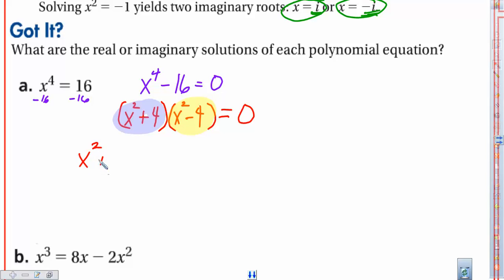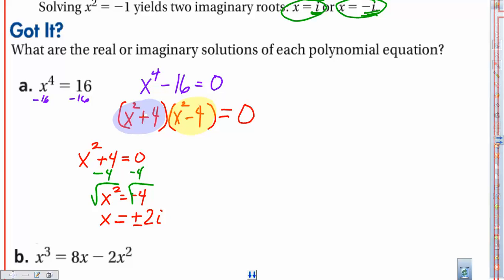We can say that x squared plus 4 could be equal to 0, and let's go ahead and solve that one. Subtract 4, and uh-oh, look what happens here. We are going to get x squared being equal to a negative 4. And so then when we take the square root of both sides to solve, now I'll have x being equal to not only a positive 2i, but a negative 2i. Because we're taking the square root of a negative number, we need i in there, don't we?